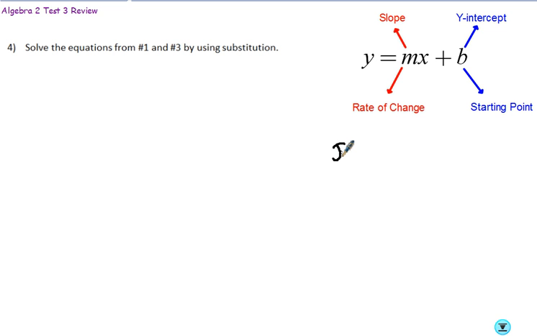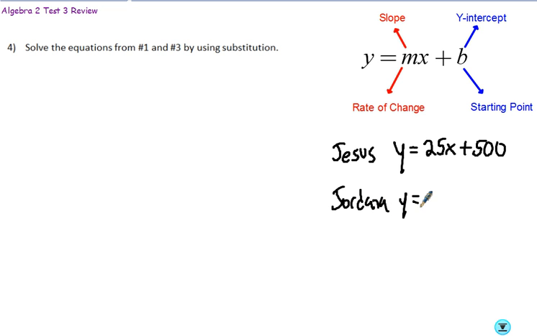So again, we're taking the answer that we got for number 1, the equation we got for Jesus, which is y equals 25x plus 500. And then we're taking the equation for Jordana that we got off number 2, which was y equals 50x plus 100. And then on that last one, what we did is that we graphed the two to see where they cross. And we did it with graph paper.